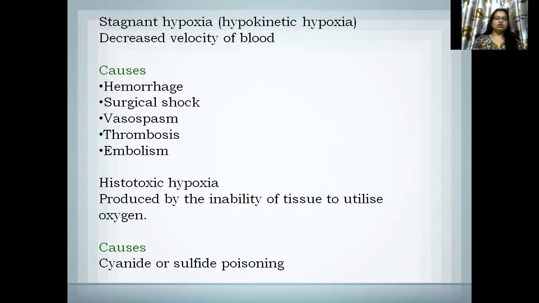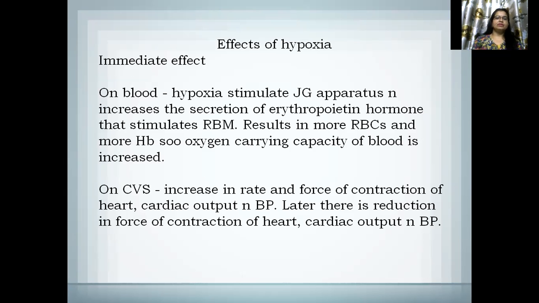Next is histotoxic hypoxia, produced by the inability of tissue to utilize oxygen. Causes: cyanide or sulfide poisoning. Effects of hypoxia. There are two types of effects of hypoxia. First is immediate effect and another is delayed effect.